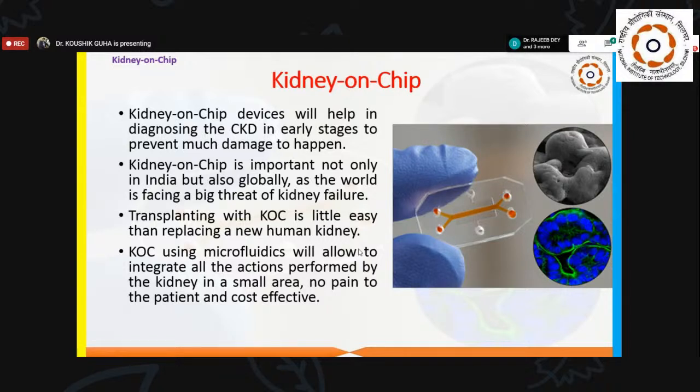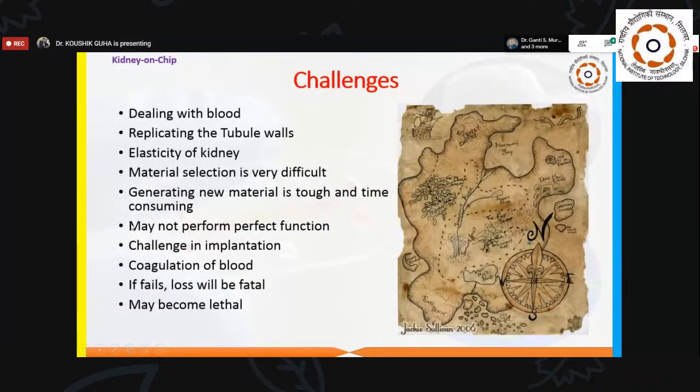KOC using microfluidics will allow us to integrate all the actions performed by the kidney in a small area, with no pain to the patient, and also be cost effective. Obviously, there will be some challenges. What are the challenges in this type of study?